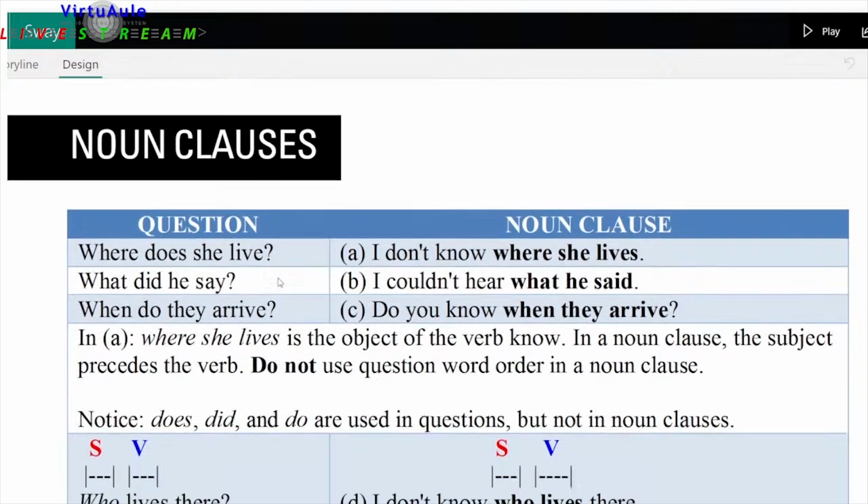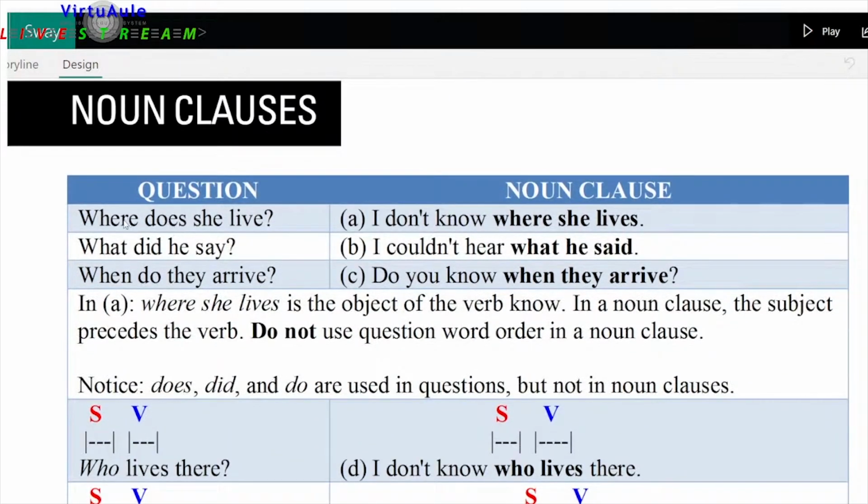Okay, what can we say about noun clauses? Let's look at the question. Where does she live? What did she say? When do they arrive? Okay, this is the question. These are normal questions. Where does she live? Remember, this is the question structure, the order: question word, auxiliary, subject, and infinitive. Live is the verb in the infinitive form because does tells you that this is the present tense. That's the auxiliary. The noun clause is I don't know where she lives.